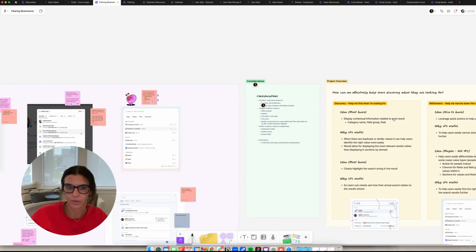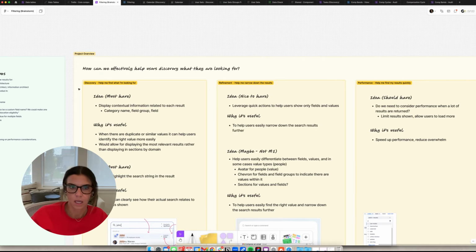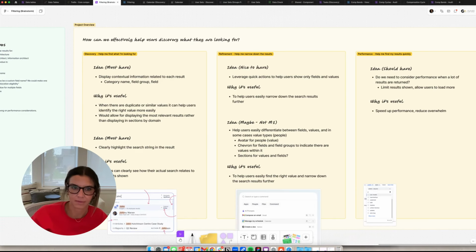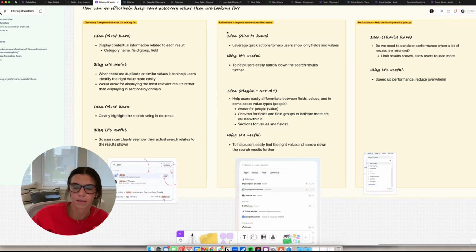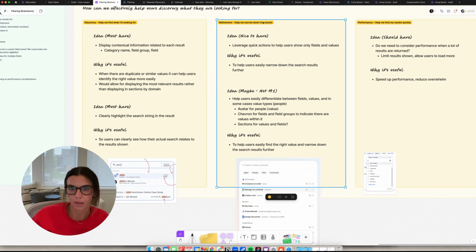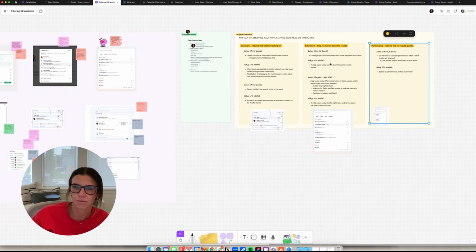And then I went through and synthesized this into different categories. So here I have, help me find what I'm looking for. I use this as an example from that analysis: displaying that contextual information related to each result, why it's useful, and then some ideas on how we might do that. Again, thinking about must-haves and scope of this project. And then we did refinement. So you have help me find what I'm looking for, help me narrow down my results, and help me find my results quickly. Those were just themes I pulled out and added a little more detail to from that exercise.